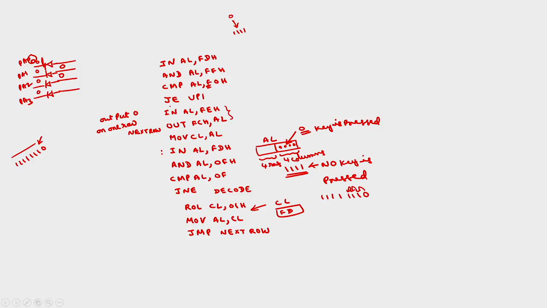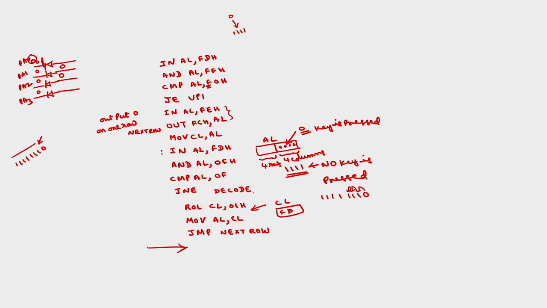So this process will repeat. When will it come out of the loop? If any one of the columns is found to be 0. Then whatever row I have sent and the column, these two you have to use for encoding or decoding. I am calling this decode, but the correct word is encode. So you have to encode that particular key. For that I can use a lookup table.